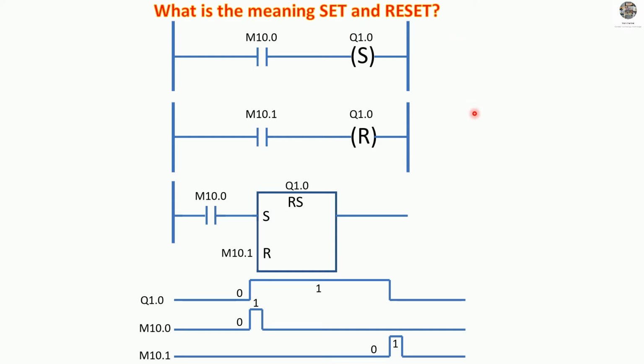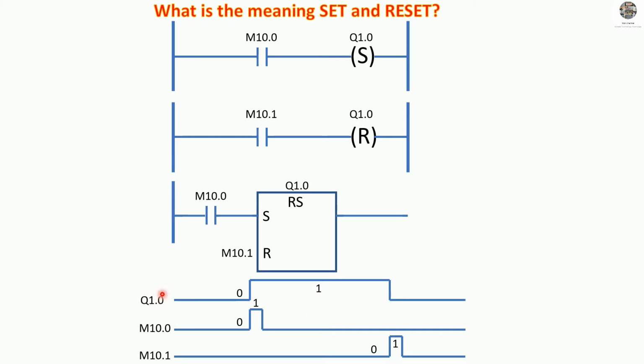Okay, so this is the ladder diagram that we will create the program for inside the software STEP 7 Manager, or SIMATIC Manager. This is a set and reset function, meaning, for example, if I turn on M10.0, the Q1.0 will turn on. Okay, let's see the graph.